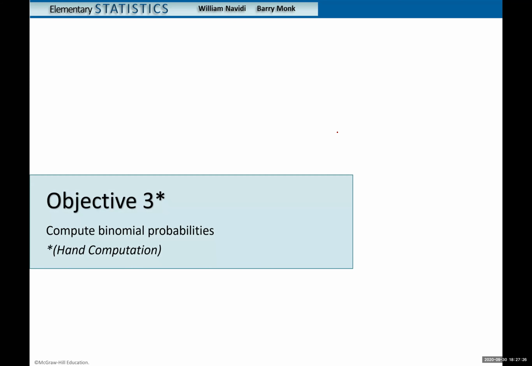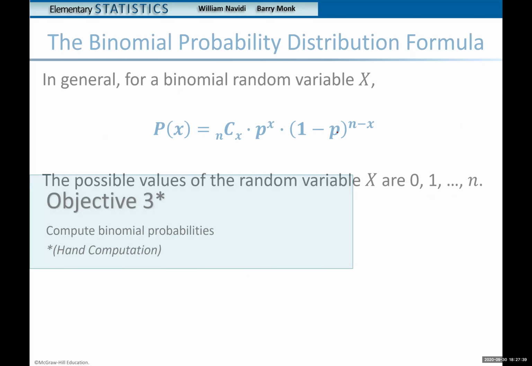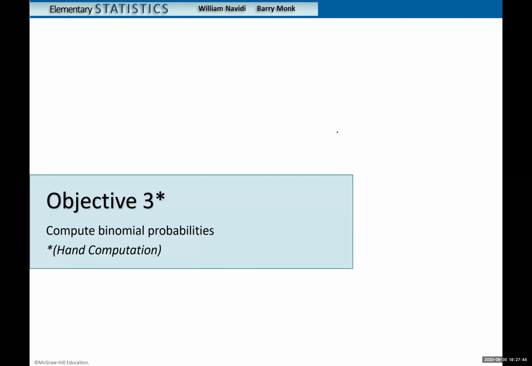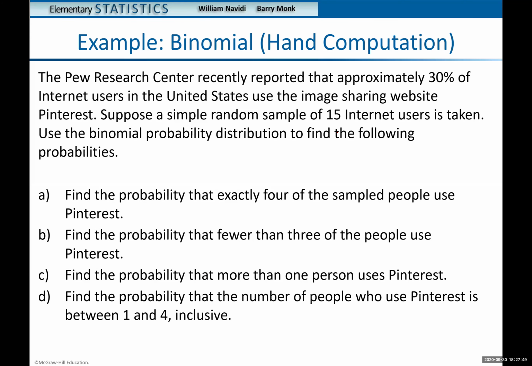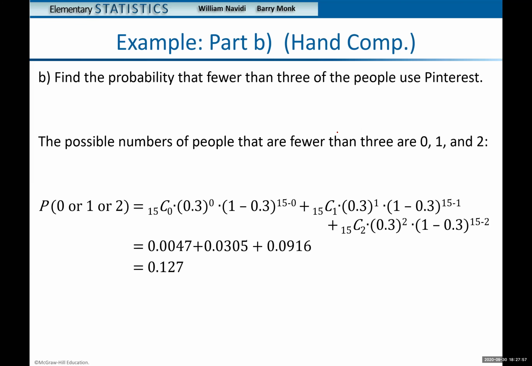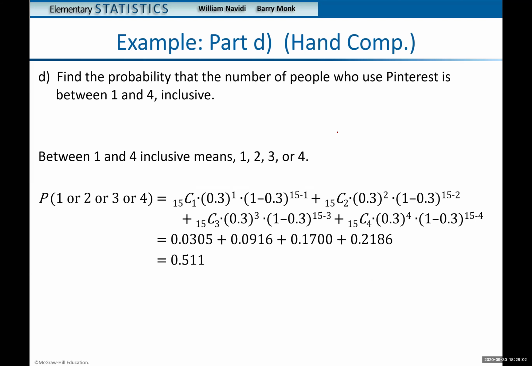So objective three is computing the binomial probabilities. There are three ways to compute this. The first one is hand computation, that is by using the formula, the one that I showed you. We're not going to use that, so we can skip this. But we are going to solve this problem, A, B, C, and D. You can see here, this is by using the formula, solving A, B, C, and D.